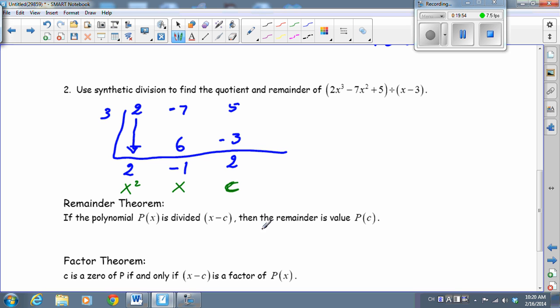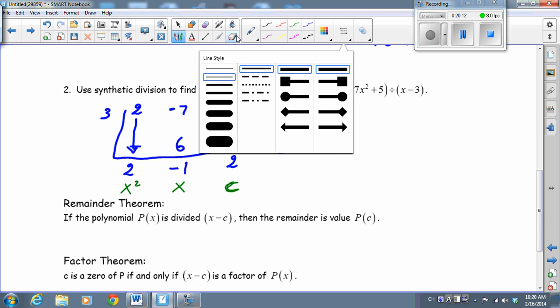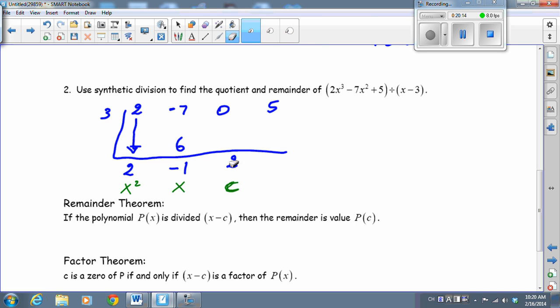Oh, I made a slight mistake here. I mentioned it and I didn't do what I asked y'all to do. After -7, we have a 0 before the 5. Why 0? Because there's no value with an x. I noticed it when I was trying to rewrite the problem. So let's go ahead and finish our synthetic division.